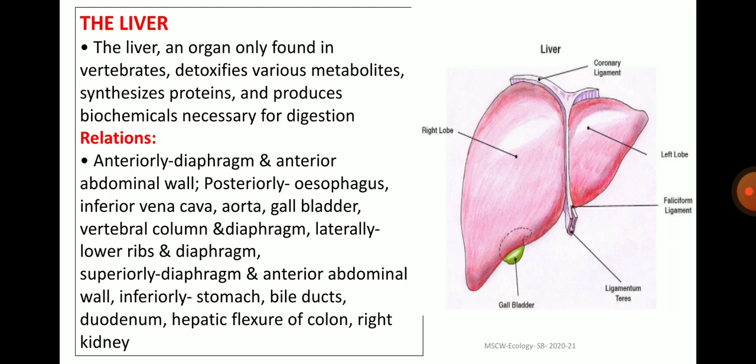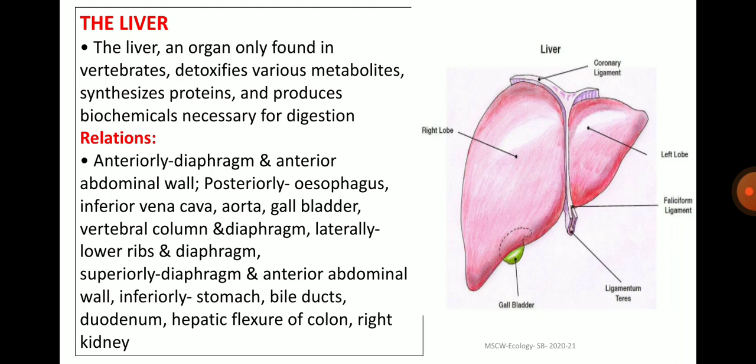How about the relations? That means the organs which surround the liver: anteriorly by the diaphragm and anterior abdominal wall, then posteriorly the esophagus, inferior vena cava, aorta, gallbladder, vertebral column and diaphragm, laterally by the lower ribs and diaphragm, superiorly by the diaphragm and anterior abdominal wall, inferiorly the stomach, bile ducts, duodenum, hepatic flexure of colon, right kidney. So all these are the various organs which surround the liver.